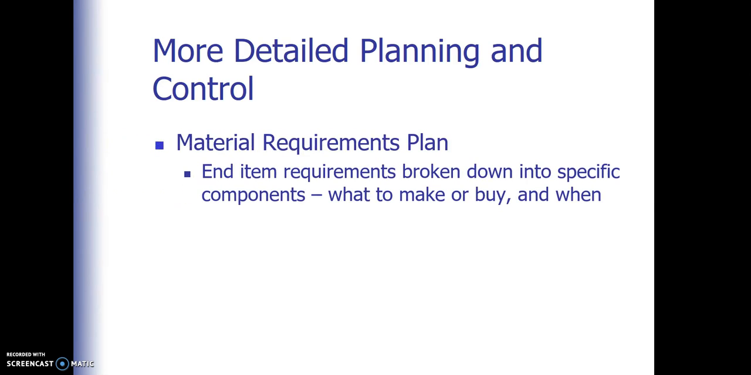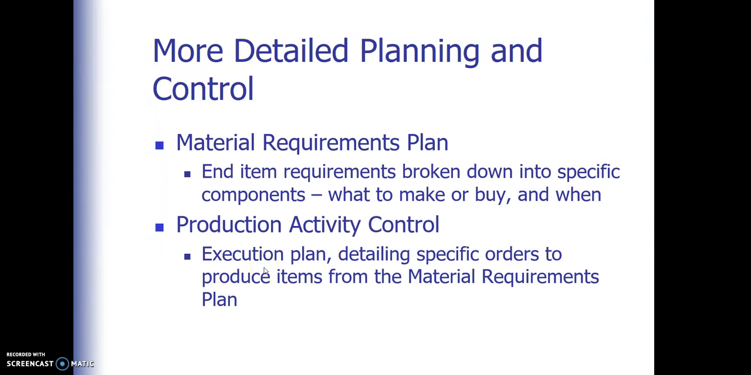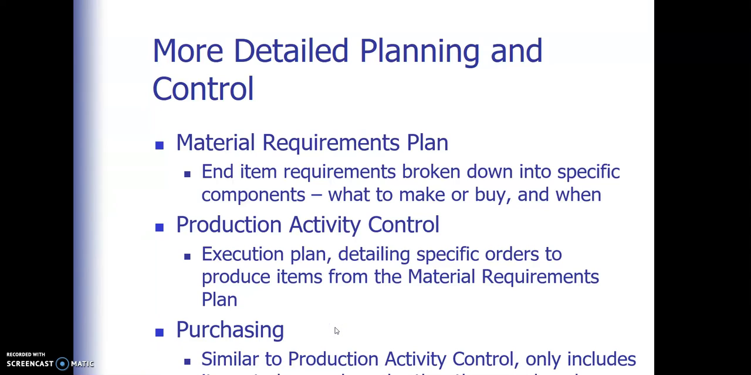When you're more detailed planning control, you're going to rely on your material requirements plan. Your end items, those are the requirements, those have to be broken down into different components. What to make or buy and when. And when you go back to production activity control, you execute your plan, you detail your specific orders to produce items from the MRP. And when you think about purchasing, it's similar to production activity control, but this only requires the items to be purchased rather than produced.